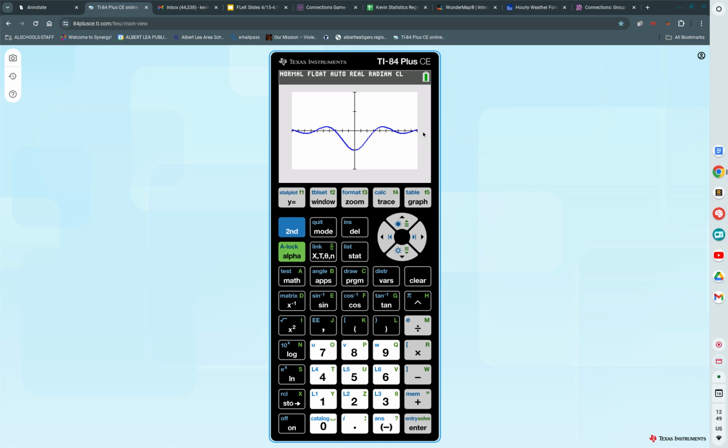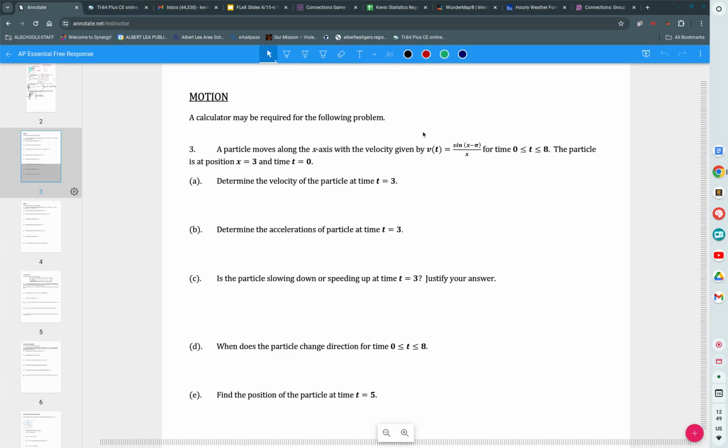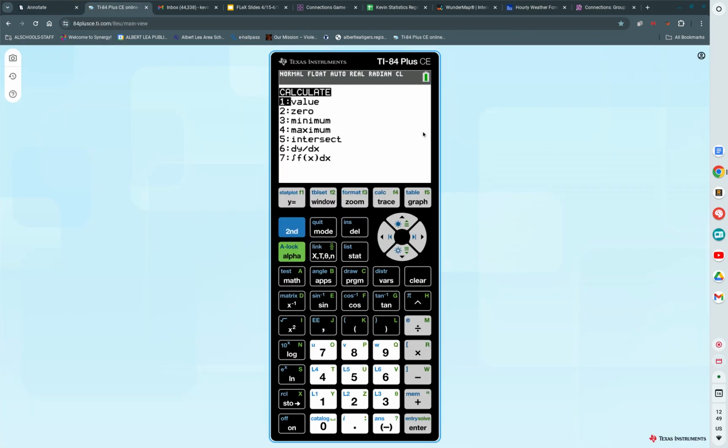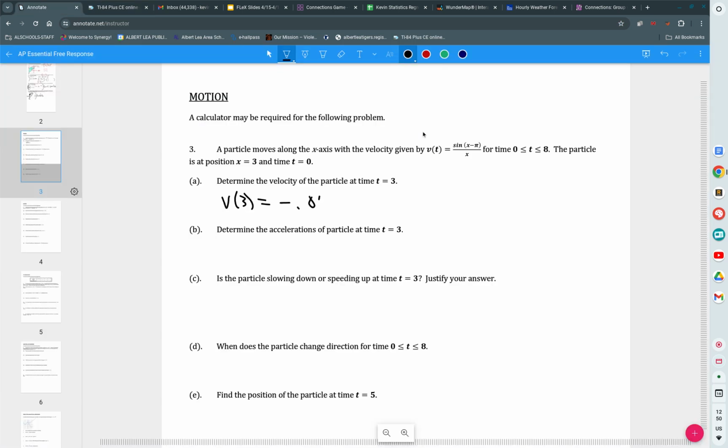All right, there's our function. That's what we've got. Let's look at the first question. Determine the velocity at time 3. This is the velocity function. Just plug in 3. So I'm going to simply do v of 3. I don't care if you use your table or if you use second calculate and choose value, which is number 1, and plug in 3, and we get -0.047. There is no label here, so we can just leave it like that.